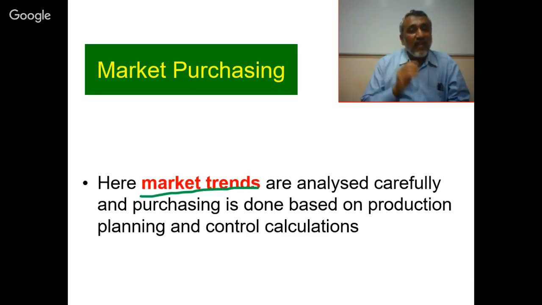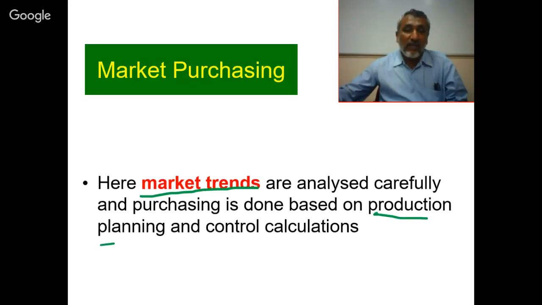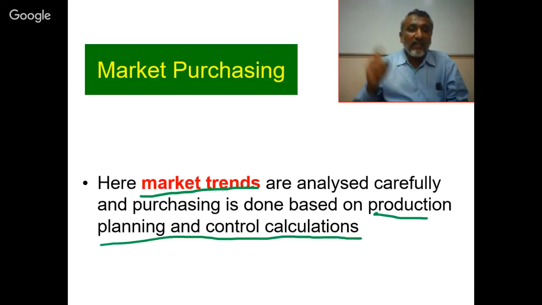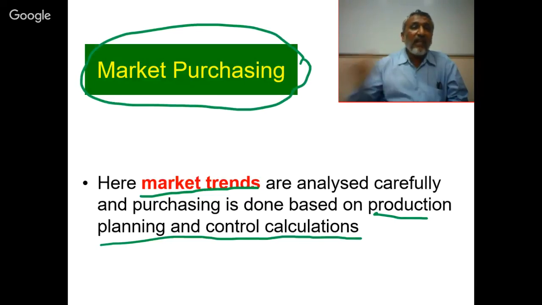All these market trends are analyzed in addition to the PPC calculations for the material requirement. That is, a compromise is done between our requirement and the market trends, and it is usually more based on the market trends. In this method, depending on the market trends, the materials are purchased in huge quantities and stored. The main criterion of market purchasing is analyzing the market trends and then using this market trend to the best advantage of the organization.